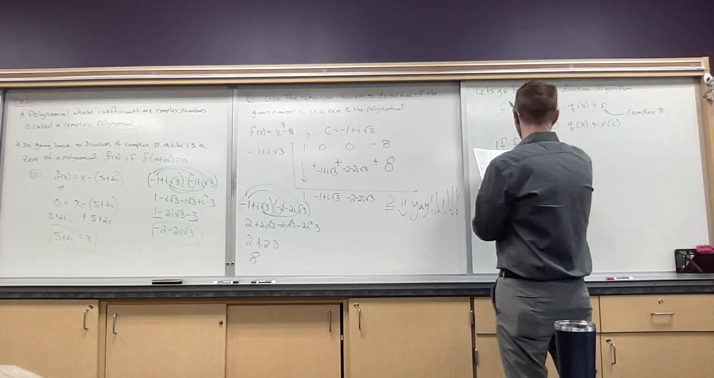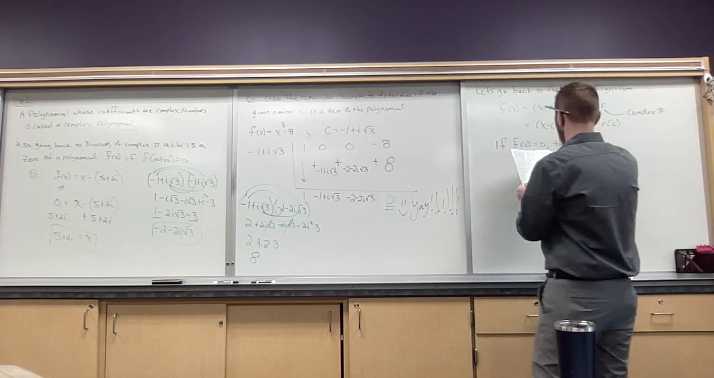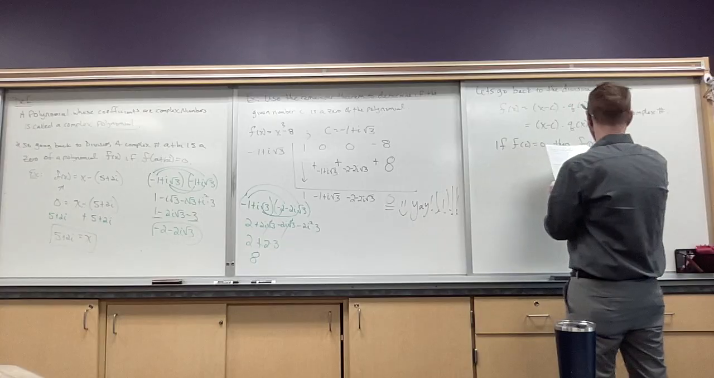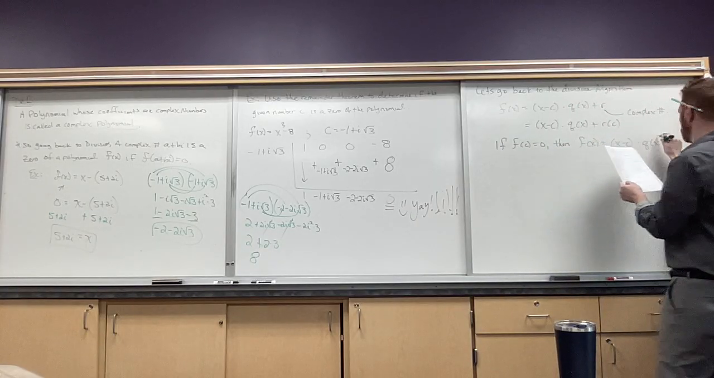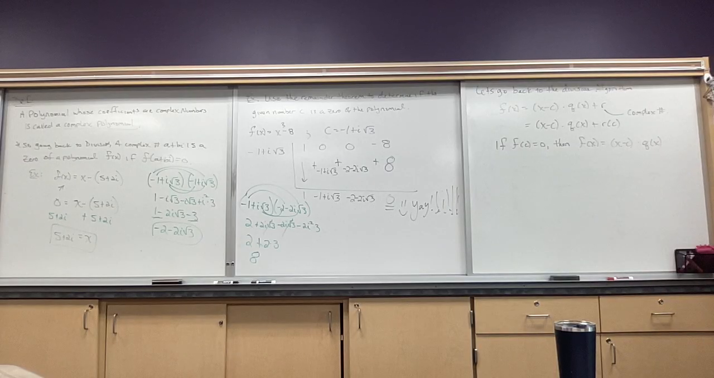If f of c is 0, then f of x equals x minus c times q of x. Okay, so let me stop for a quick moment to explain what that means. If something is a factor, are you going to have a remainder? No. So think about it this way. If I had 2 going into 6, it goes in 3 times, 0 remainder. Therefore, 2 times 3 gives me 6.